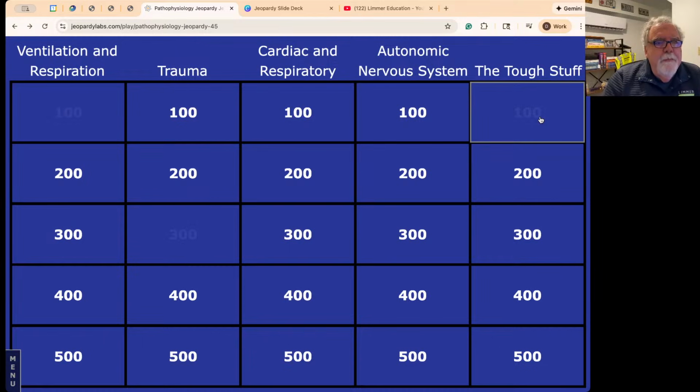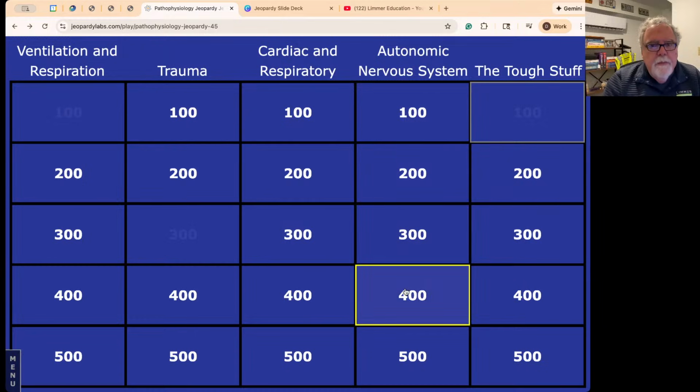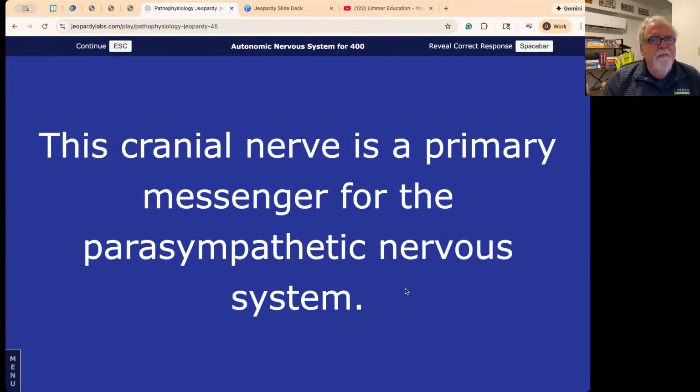All right, I'm going into the middle now. Let's go to, just feel free to type in what you want me to pick. I'm just going to bounce around here a little bit. Autonomic nervous system for 400. We're going into the challenging part here.